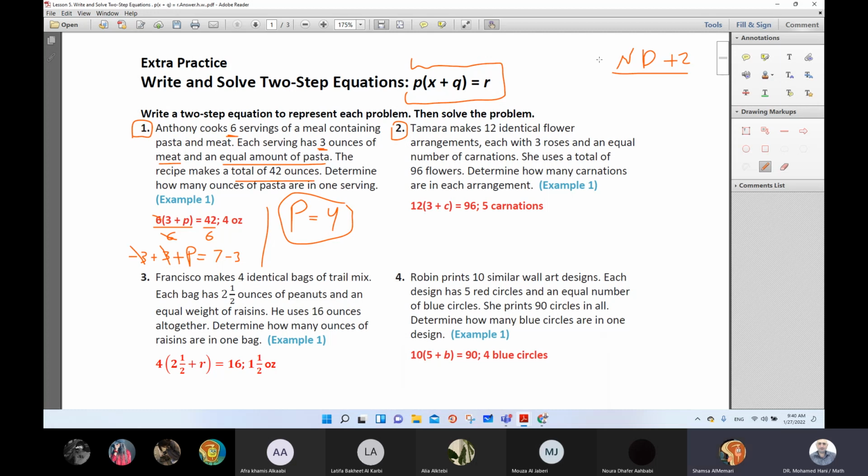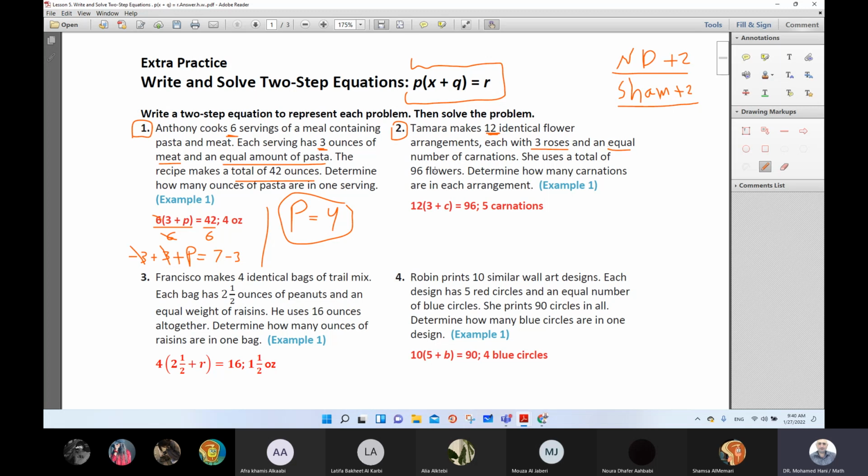Yes, Shamsa, please. Tamara makes 12 flower arrangements with 3 roses. An equal number of carnations, she uses a total of 96 flowers. Determine how many carnations are in each arrangement. Thank you, Shamsa. Great work. So we want to write an equation from this question. As you see, we have 12 identical flower arrangements. So right here 12. Then open parentheses. Here we have 3 roses. So right here 3, and it means plus.